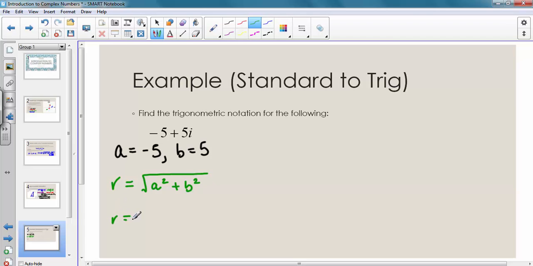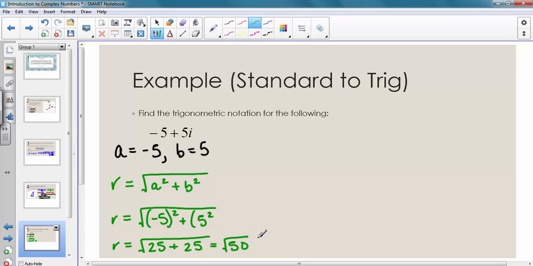So we have R equals the square root of A squared, which is (-5) squared, plus B squared, which is 5 squared. So R equals the square root of 25 plus 25, which equals the square root of 50. I can simplify that and get 5 square root 2. So now we have R equals 5 square root 2. The next thing we need to do is find theta.